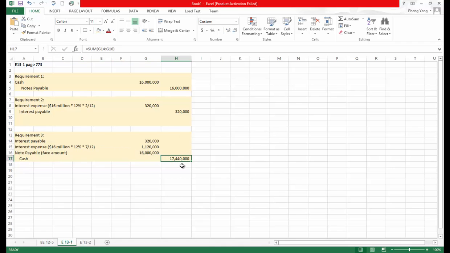Out of that 17.44 million, 16 million was the face of the note. 1.12 million was the interest expense for the current year, and then 320,000 was interest expense from the previous year that the business did accrue for and recorded as interest expense at year end. Here we are basically just reducing that payable account and then paying the full amount of all the interest and the note payable face amount.